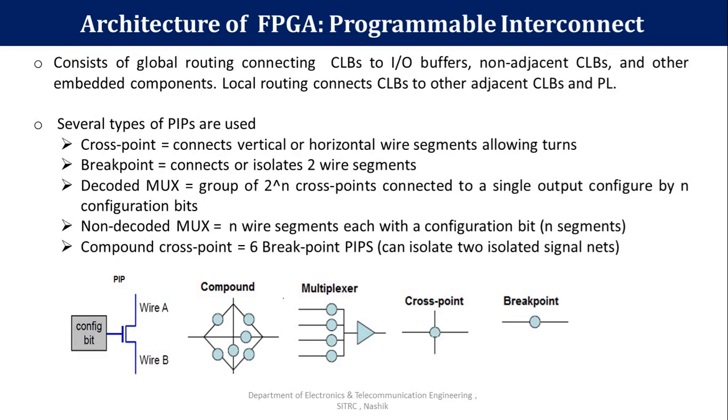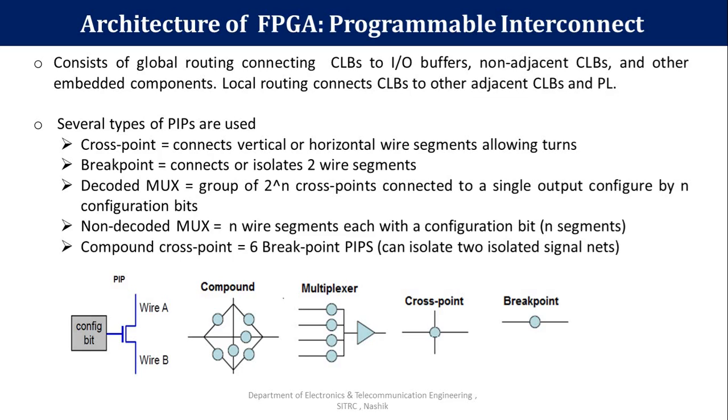This programmable interconnect consists of global routing, which connects the CLB to the IO buffers. It consists of routing between the non-adjacent CLBs and routing to the embedded components also. Local routing connects the CLB to the other adjacent CLB as well as programmable logic blocks. Now, how these switching connections take place in the programmable switches depends on their programmable interconnection points.